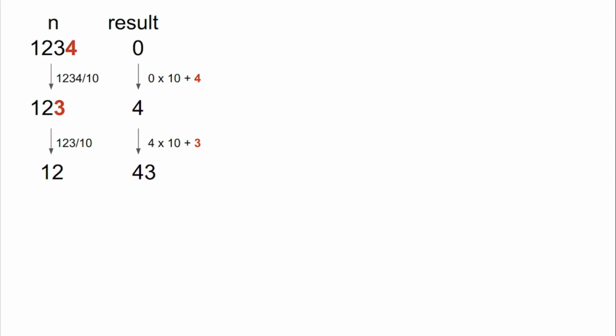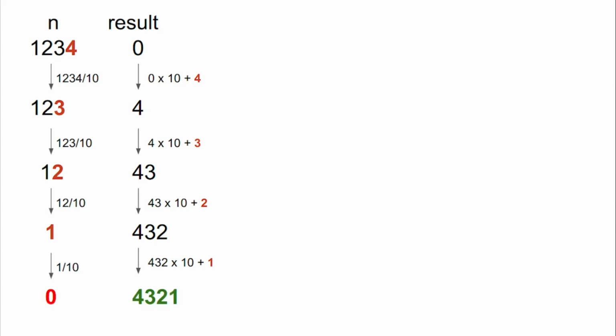Again we'll follow the same step. We'll multiply 43 by 10, that is it will become 430, and then we'll take the last digit of n, that is 2. So this will be 430 plus 2, that is 432, and then the new value of n will be 1 this time. Now our number is almost inverted. We have 432 as a result and the new value of n is 1. Now again the same procedure, 432 into 10, that is 4320 plus 1 will become 4321, and the new value of n this time will be 1 by 10, that is 0.